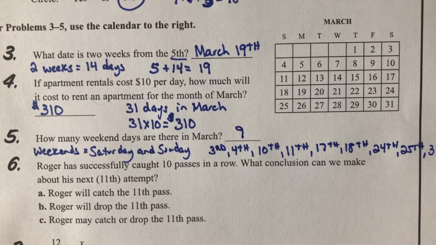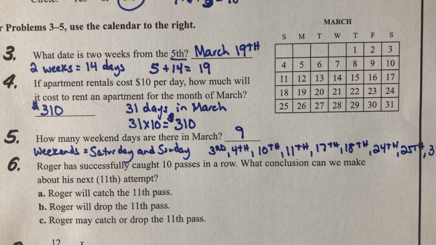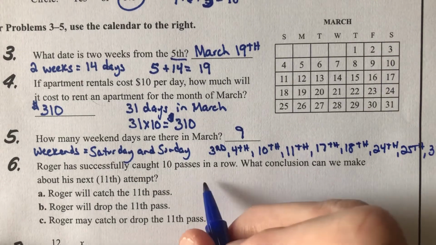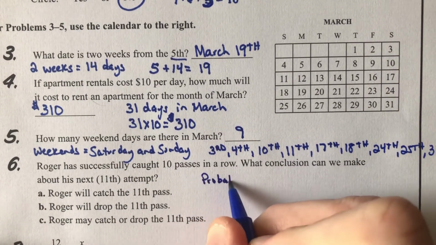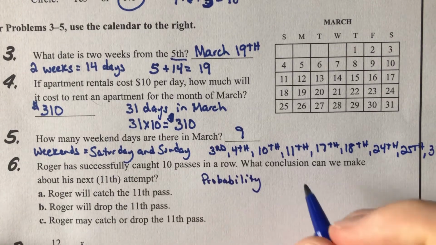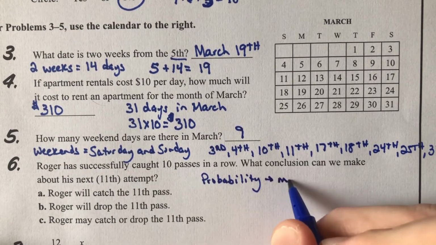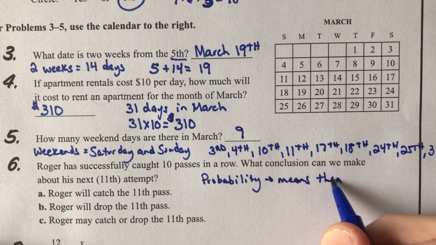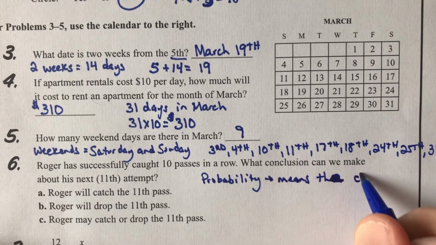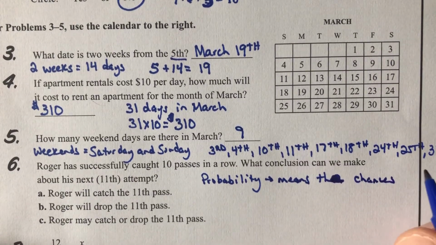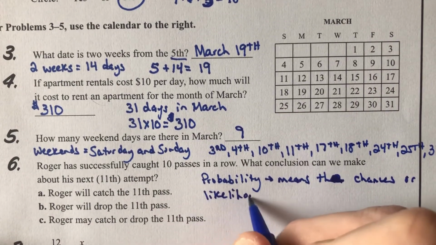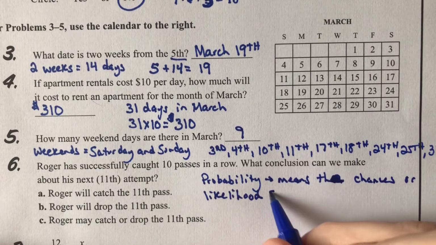Number 6 says, Roger has successfully caught 10 passes in a row. What conclusion can we make about his next attempt, the 11th pass? Well, this is a concept called probability, which means the chances or likelihood something will happen.